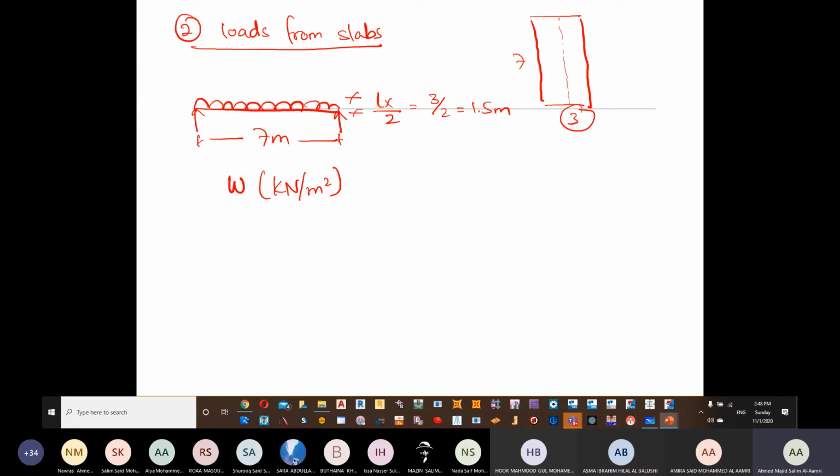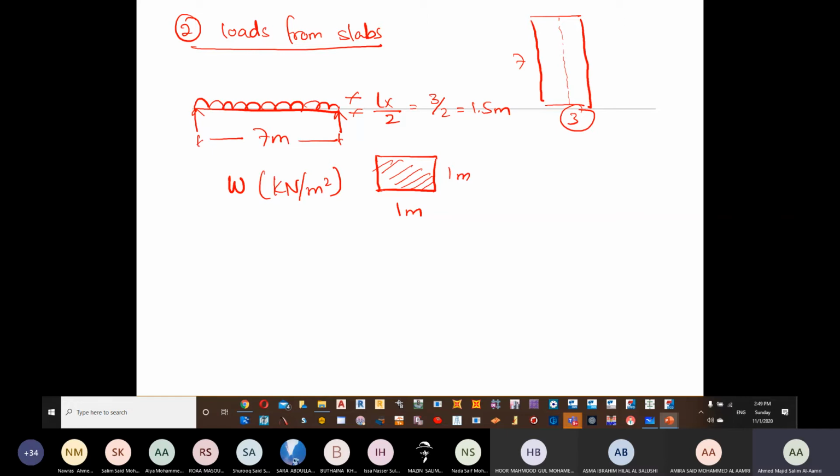Now what does this mean? It means that over a length of 1 meter and a height of 1 meter, there will be a value of W. For a length of 1 meter and a height of 1 meter, there will be a value equal to W. Are we okay? So my W has been divided into 1 meter square.